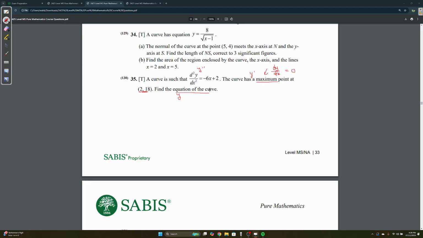But here's the thing, when you're integrating, obviously we're going to integrate, right? Because we're going to reverse the derivative. We're going to integrate, we're going to get this plus c, and they're saying for the equation of the curve, so obviously you can't keep it in terms of plus c, so you need to substitute this 2, 18. So let's start by integrating to find the derivative.